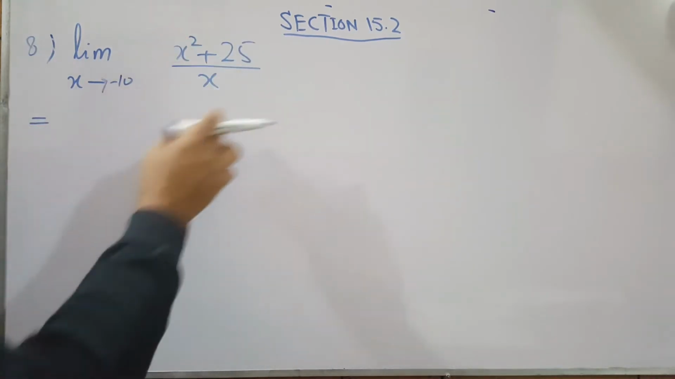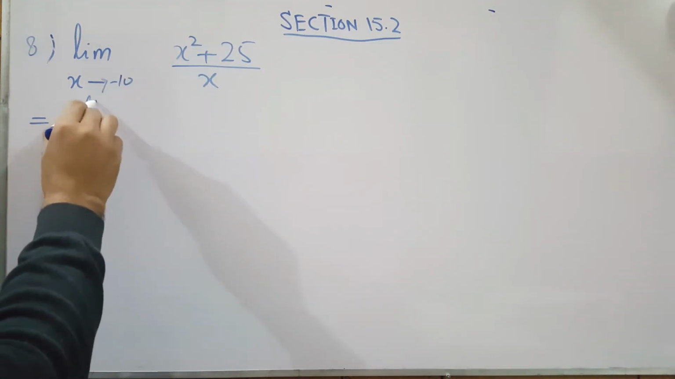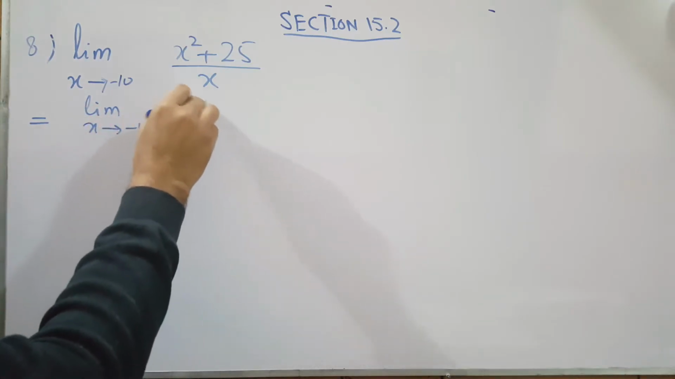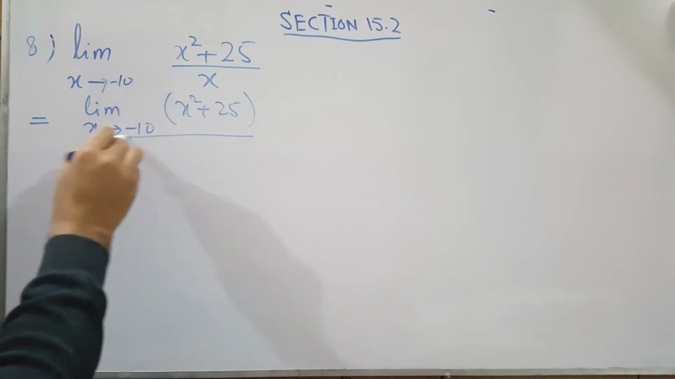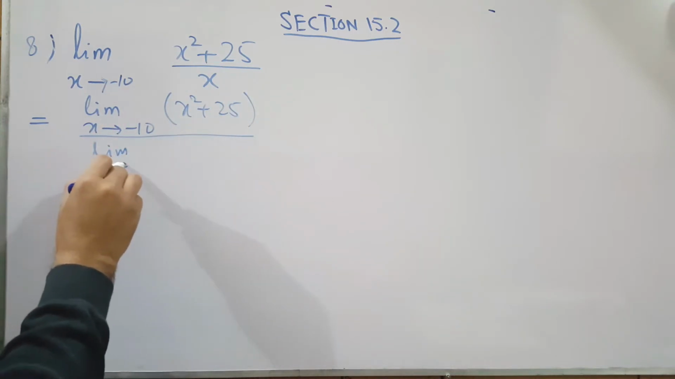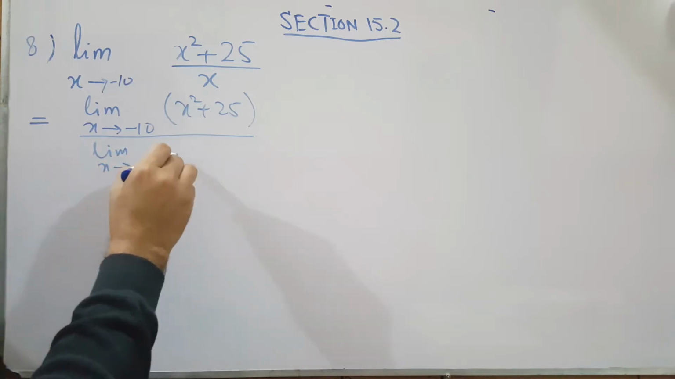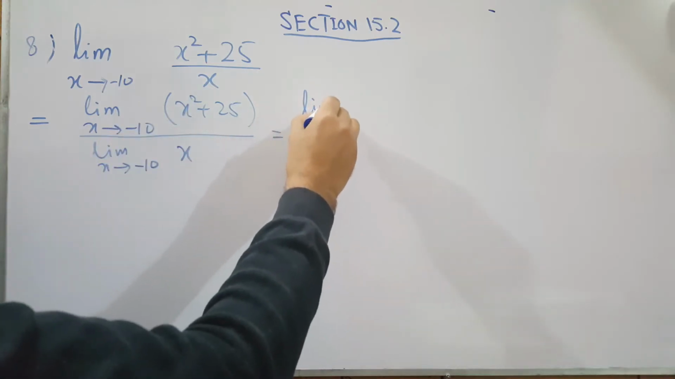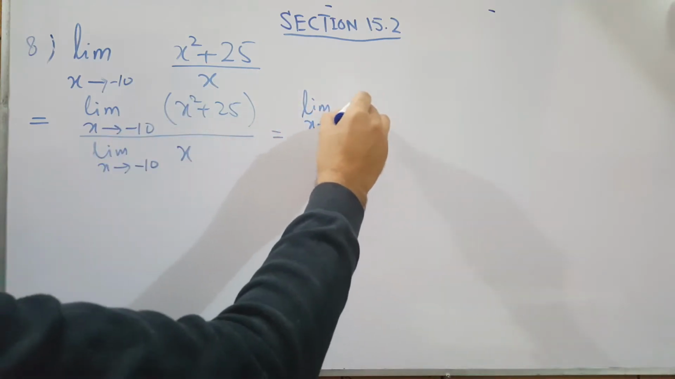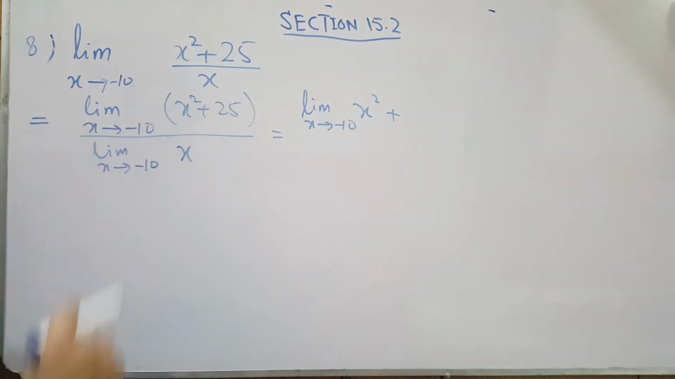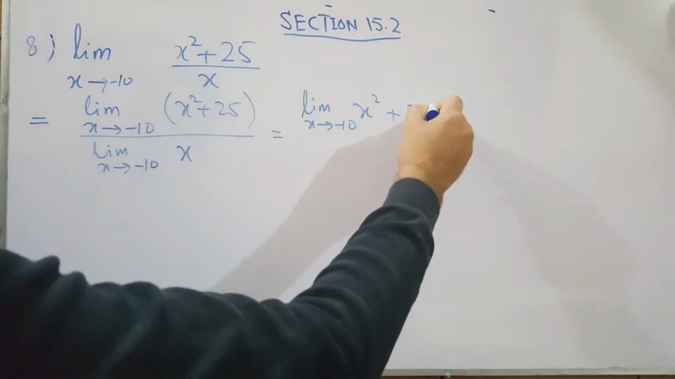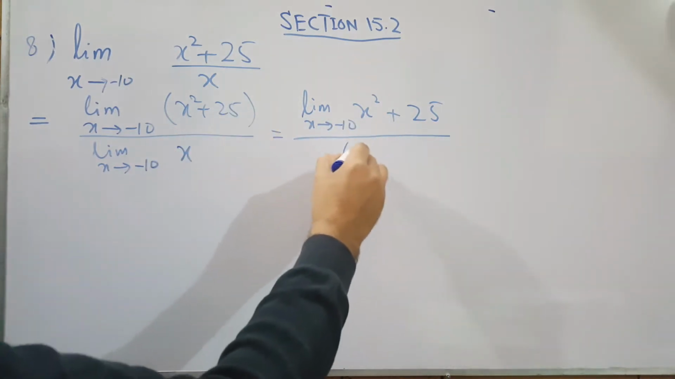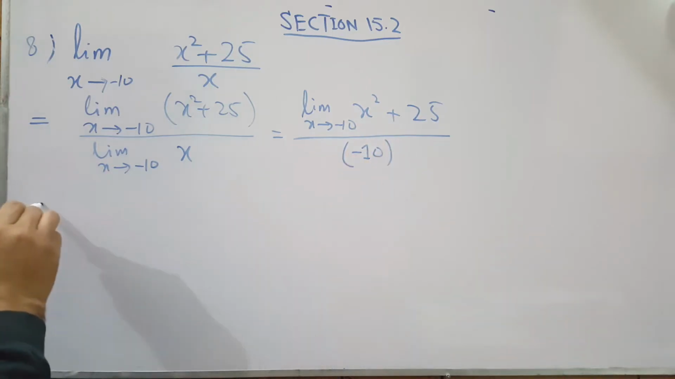Now in this one again, we have a function above and a function below. The below one will not give you 0, so we apply the limit on the above and separately apply the limit on the below. Now you can see that you can straight away apply the limit x approaches minus 10 on the x squared, and if you apply the limit on 25, since 25 is a constant, it will give you 25. And then you can apply straight away the limit on this one, which would be minus 10.